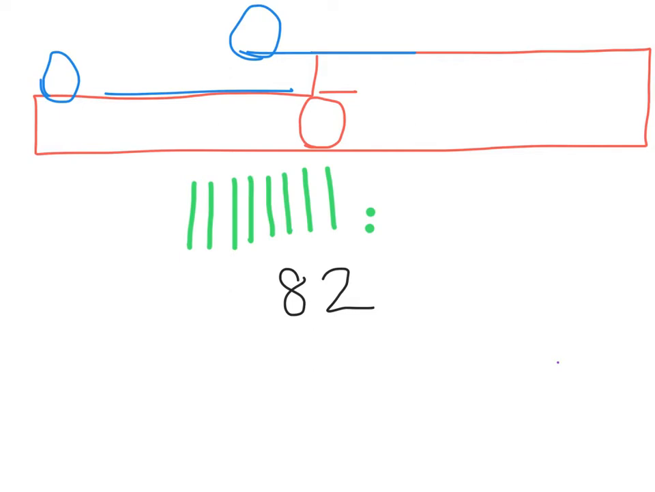What is another way that we can solve this problem without drawing quick pictures? Well, we could count by tens from 52. So starting with 52, 3 more tens. 52, then 62, 72, 82.